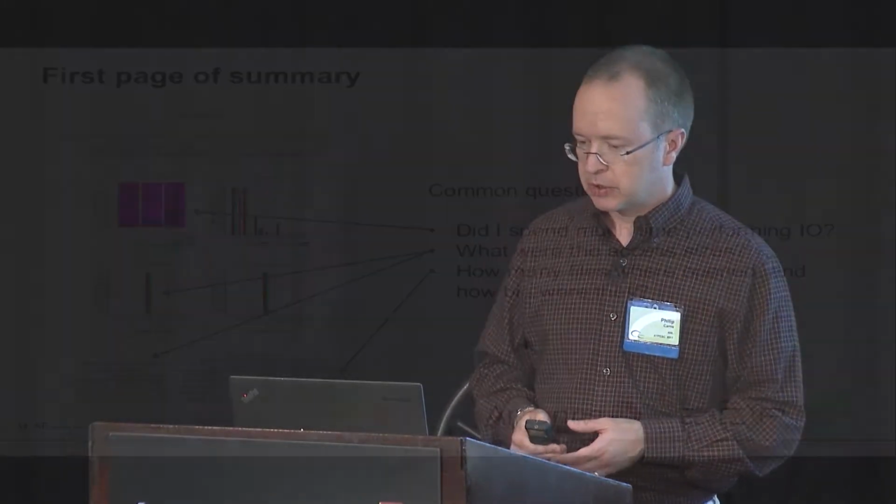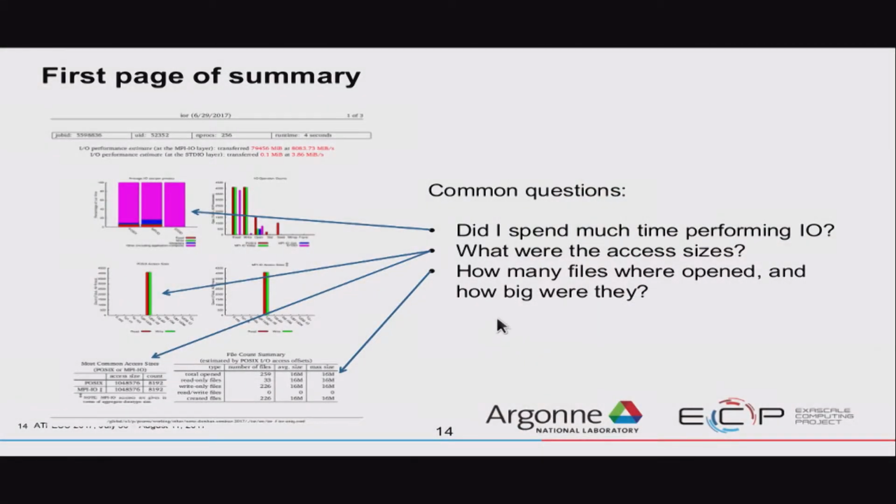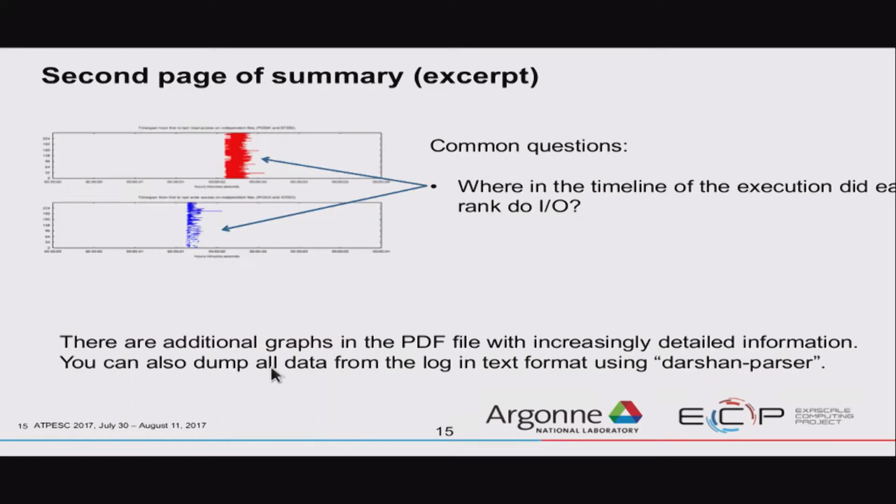So this is just another recap of what you can see on the summary. But the important thing is, did you spend much time doing I/O? You know, what access sizes were there, and how much data was moved? If you keep going through the multiple pages, there's more and more detail.